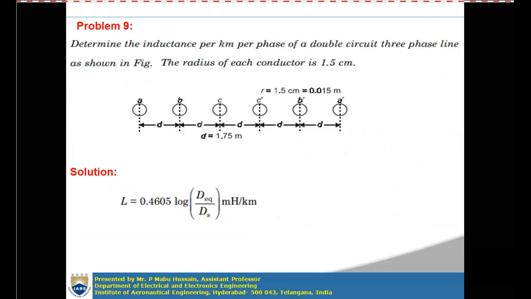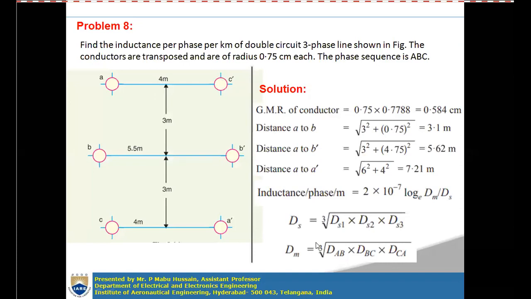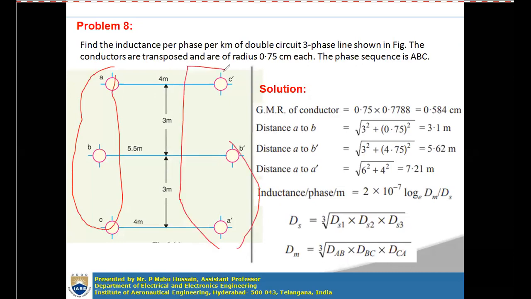Now take another problem. You do this one as your exercise. Determine the inductance per kilometer per phase of the double circuit three phase line, which is shown in the figure. The radius of each conductor is given, right? In the previous problem, the configuration of the conductors was given as one set of conductors. But here in the next problem, they have changed the positions of the conductors, so they are arranged in a horizontal plane. The procedure for calculating the inductance for this is also the same.